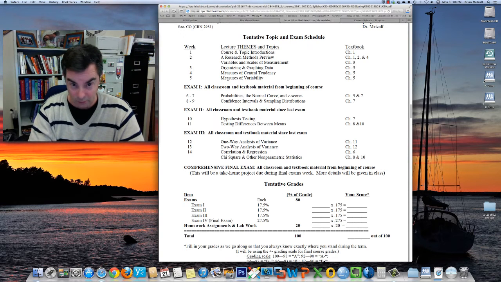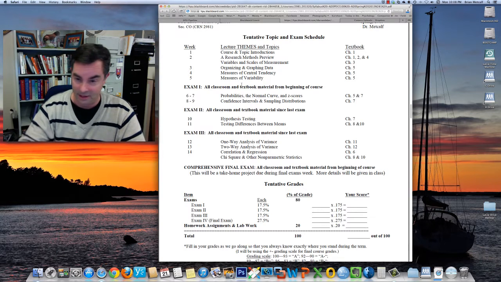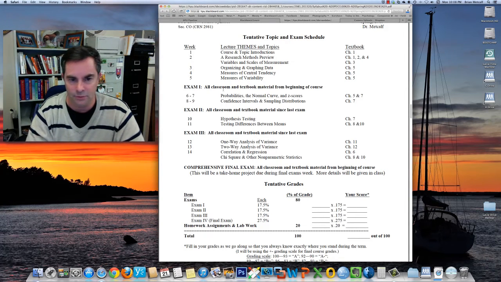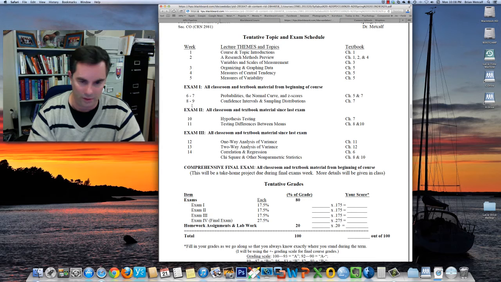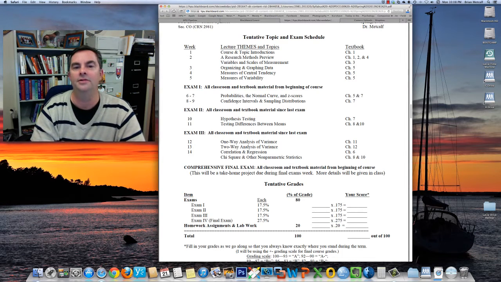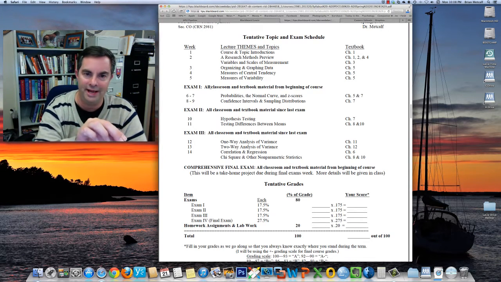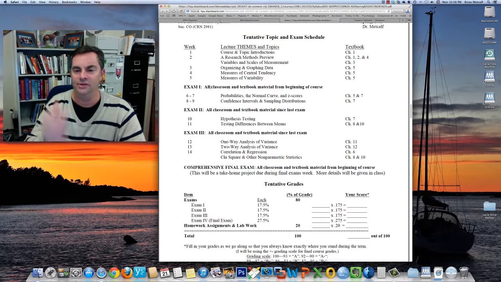But it will be here when we're done with this block of material, measures of variability. We'll have an exam on that chunk of stuff, and then we'll move on and cover these few topics, and we'll have another exam, and so on. So while I can't tell you precisely what date things are now, you'll always know ahead of time.